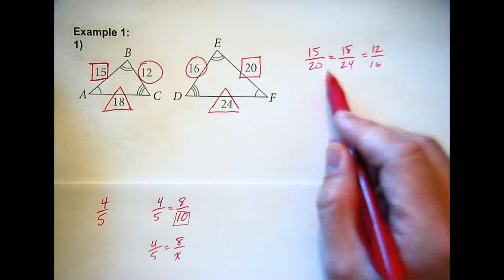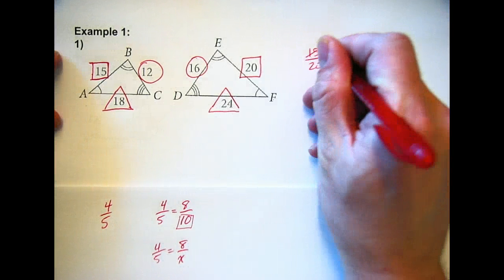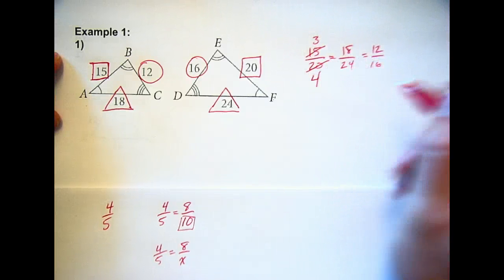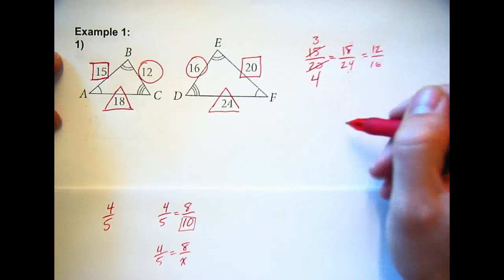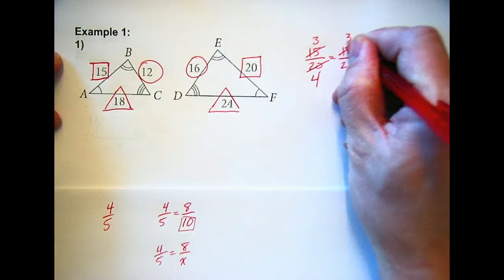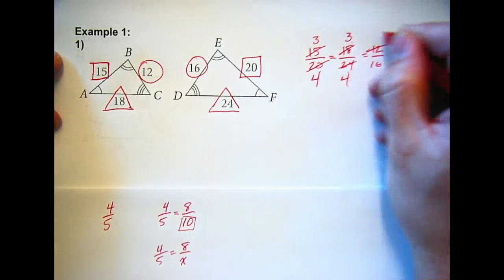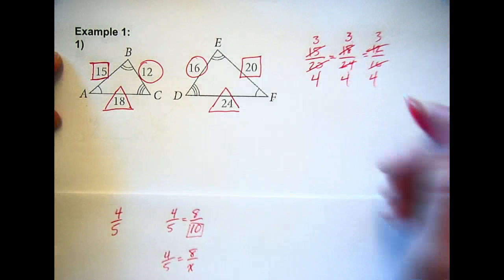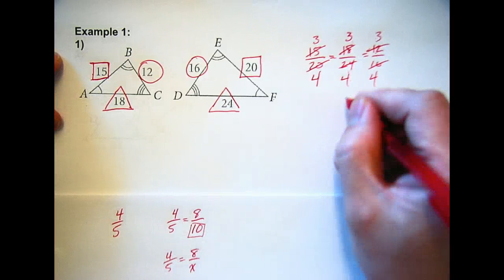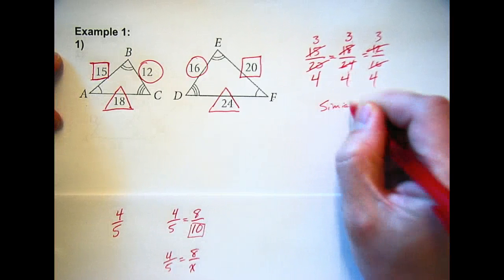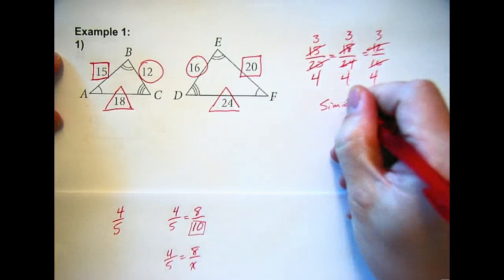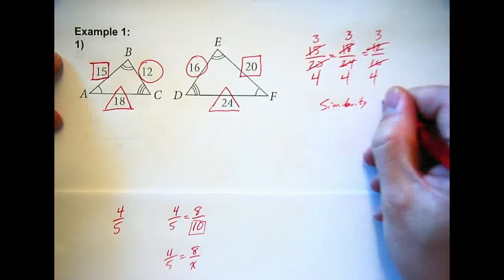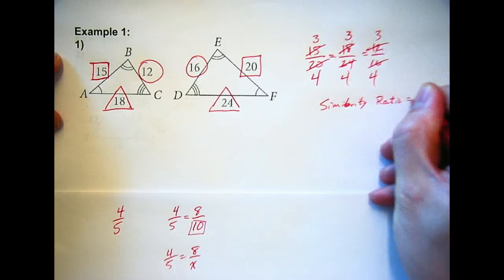Now, if I'm reducing these fractions, 15/20, 5 goes into 15, 3 and 4. What goes into this? 6. 6 goes into 18, 3 and 24, 4 and 12. 4 goes into that 3 times, and 16, 4. So 3/4, our similarity ratio is 3/4. This is why I use a pen or a pencil. Similarity ratio is 3/4.